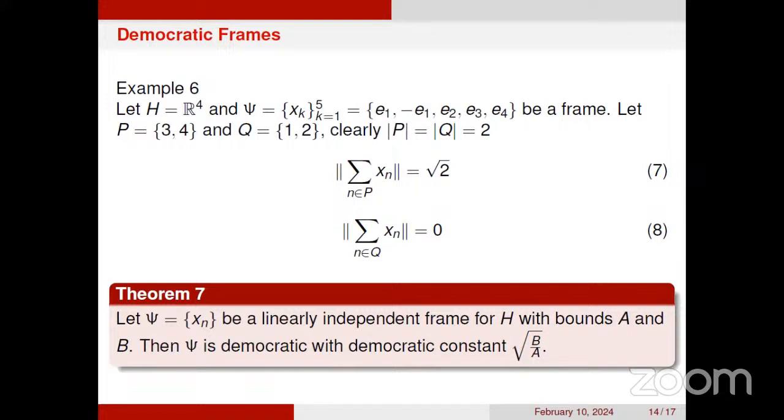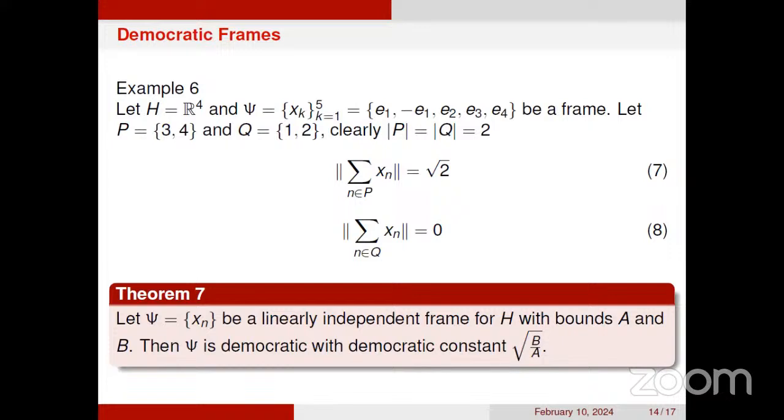Let P and Q be the sets of indices with cardinality 2. By equations 7 and 8, we can say that there does not exist any positive D such that equation 8 is less than or equal to D times equation 7. So by this example, we show that not every frame in Hilbert space is democratic.